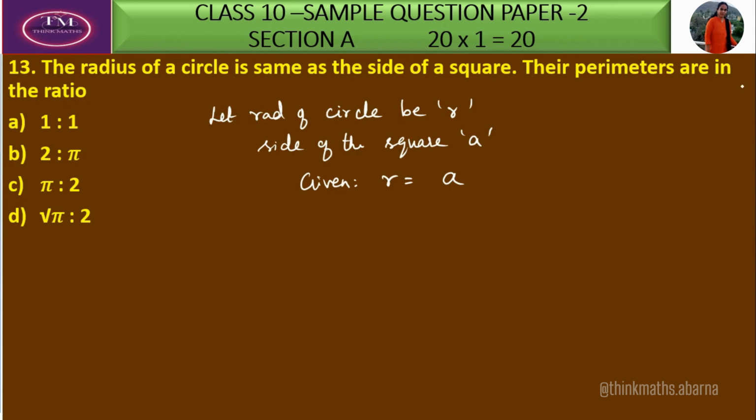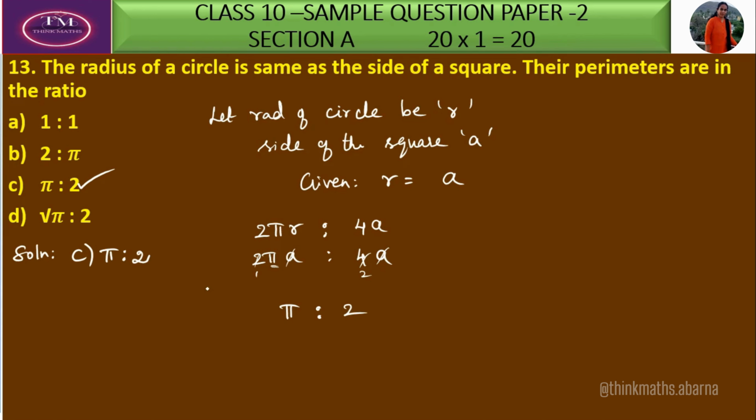Then their perimeters are in the ratio. So what is the perimeter of the circle? It is nothing but circumference. That is 2 pi R is to perimeter of the square. Perimeter of the square is 4A. Now we have R is equal to A, so instead of R we can put A. So 2 pi A is to 4A. So A gets cancelled and 2 2s are 4. So remaining we have pi is to 2. So pi is to 2 is the ratio of their perimeter. So option C. So the solution is C, pi is to 2.